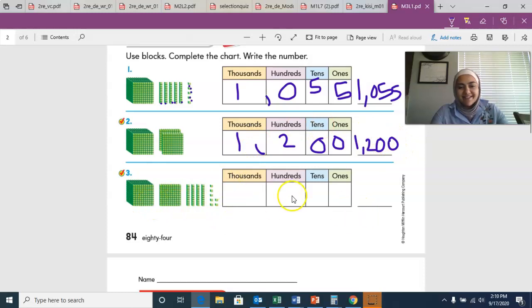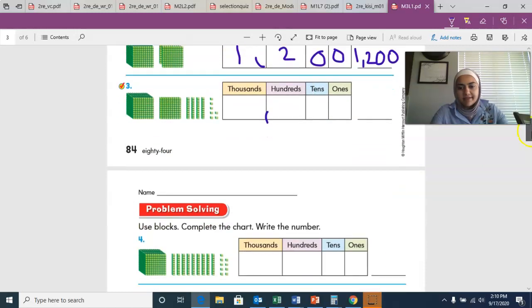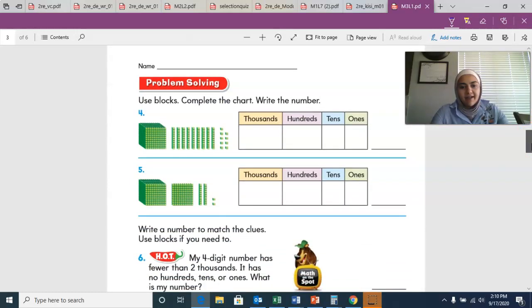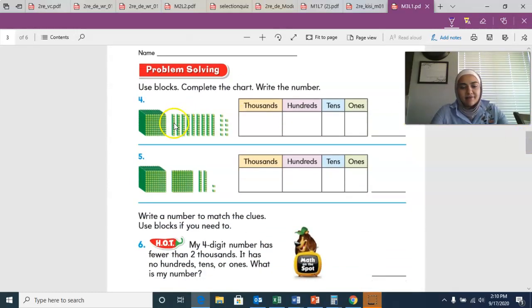3 is pretty easy. I want you to do that on your own. Make sure you put your comma right there after the hundreds place, between hundreds and thousands. All right. Let's look at number 4 together.